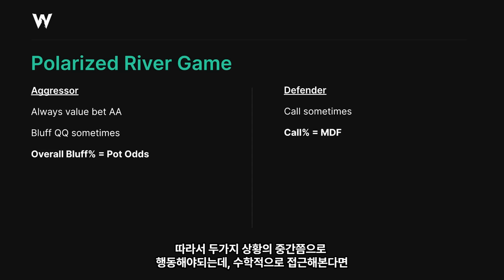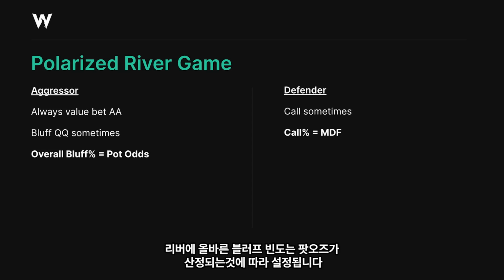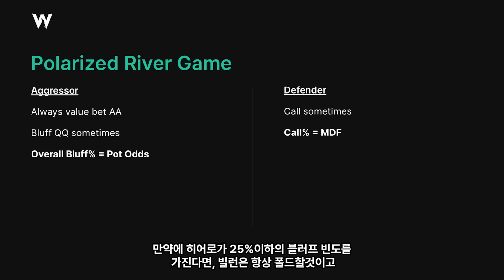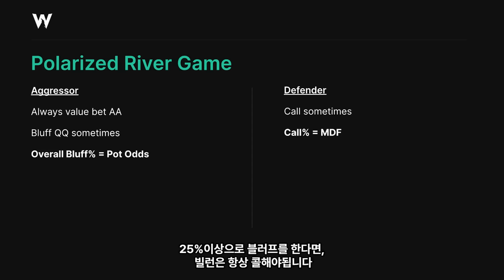If you do the math, you'll find that the correct bluff percentage on the river is always equal to the pot odds laid. In this example, we're betting half pot. What that means is that villain is getting pot odds of 25%. They need at least 25% equity in order for their kings to break even after calling. If we bluff less than 25%, well, in that case, they can always fold. And if we bluff more than 25%, then they should always call.